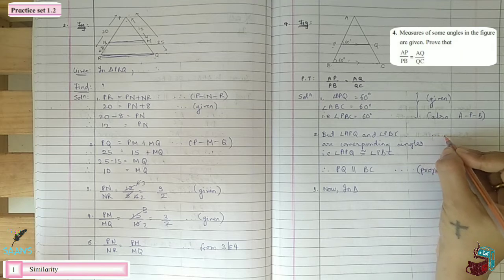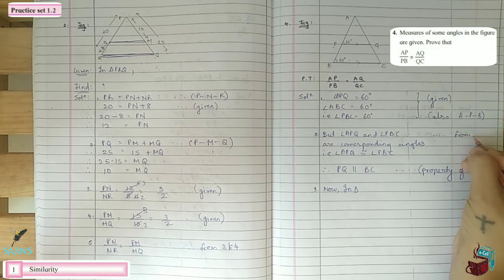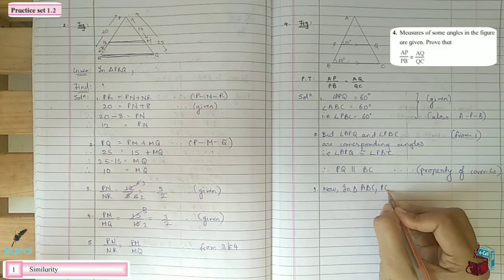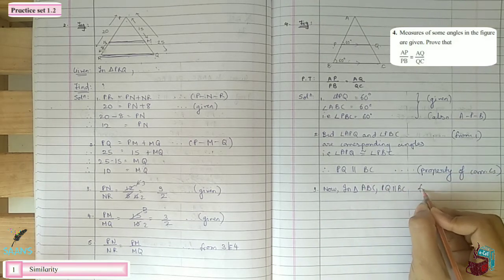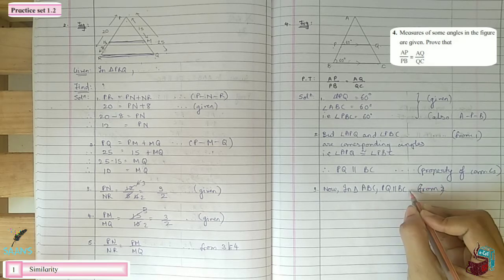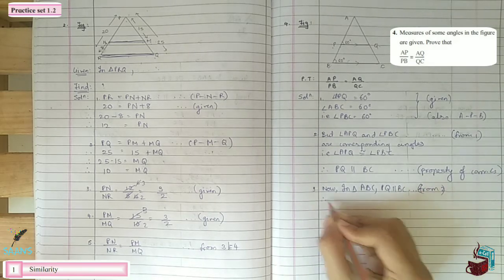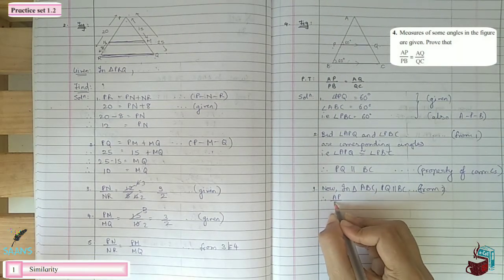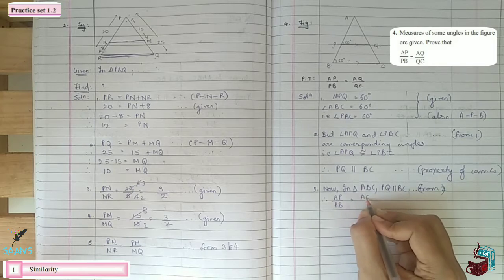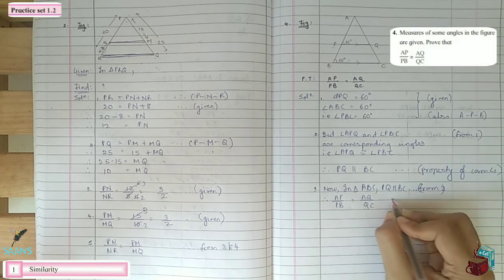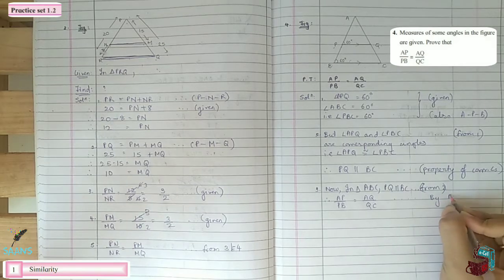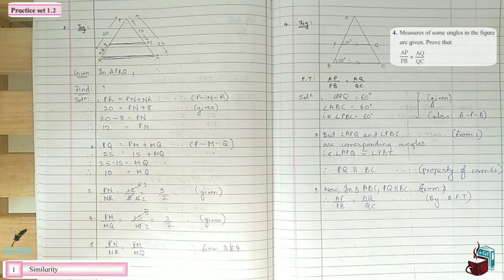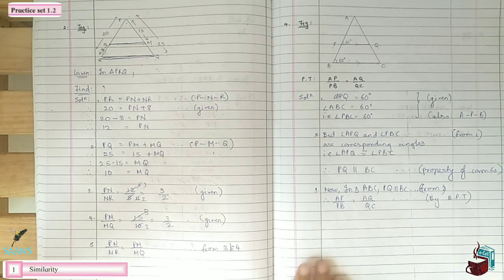Since PQ is parallel to BC, from 1, therefore in triangle ABC, PQ is parallel to BC. From 2 we come to know that. Therefore, we have AP upon PB is equal to AQ upon QC by BPT, the basic proportionality theorem. Okay, that's how the sums are done.